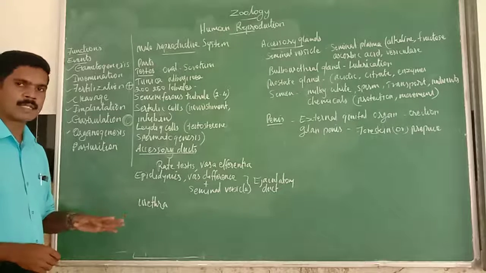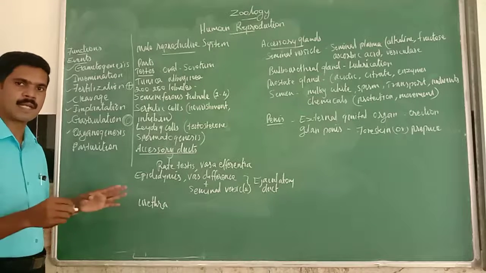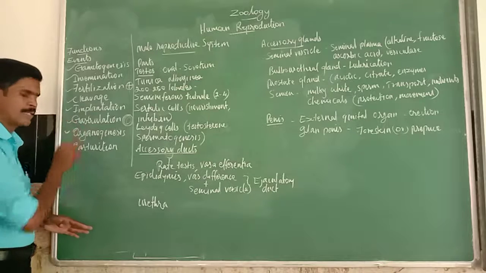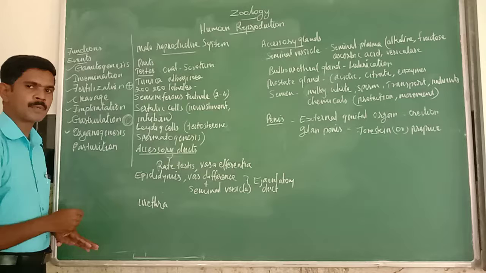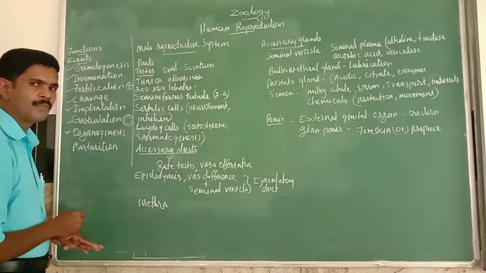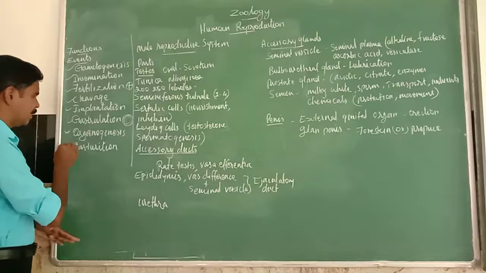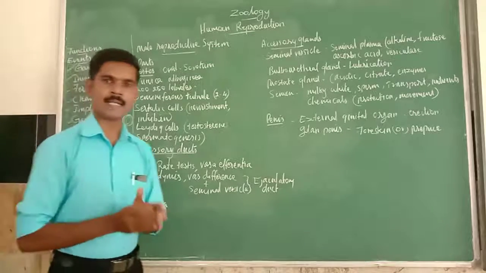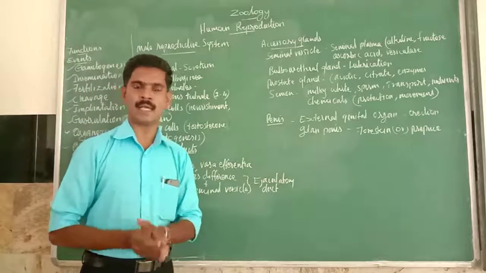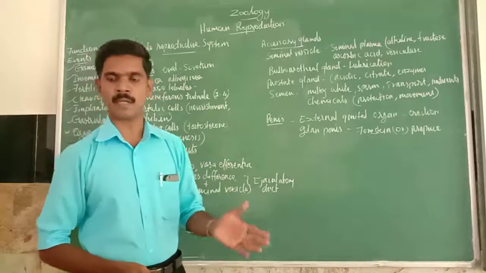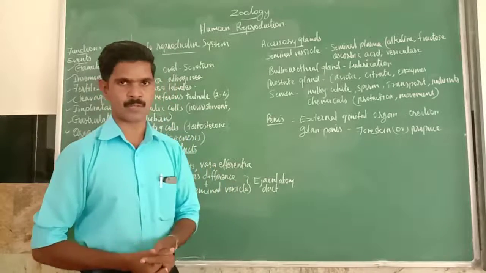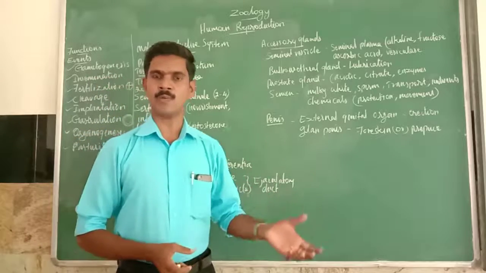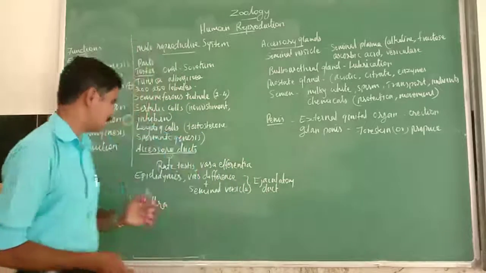So all the organs are developed when the fetus is staying inside the uterus of the mother. So this process is called organogenesis. Organogenesis means the process of formation of different organs. The next one is parturition. Parturition means the process of releasing or delivering the baby from the uterus of the mother to outside. The process of delivering the baby from the uterus to the outside environment is called parturition.